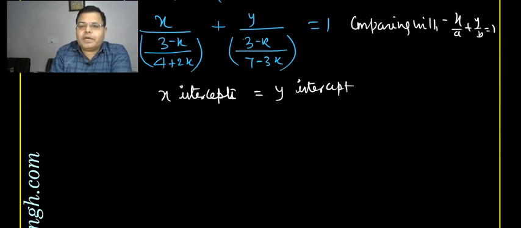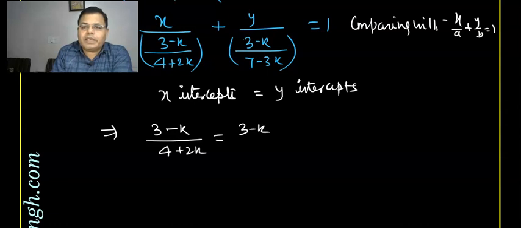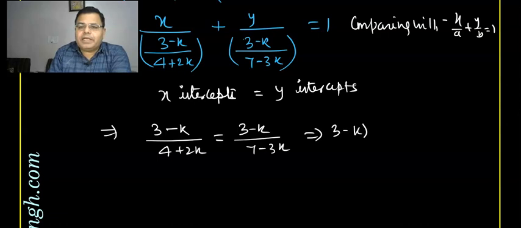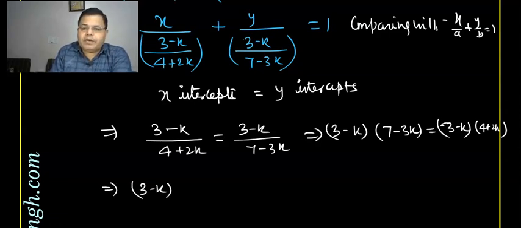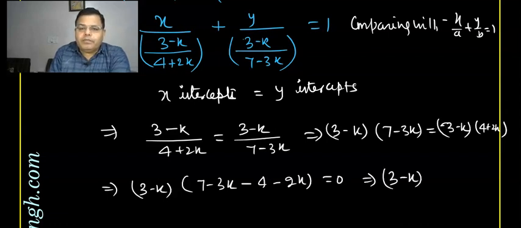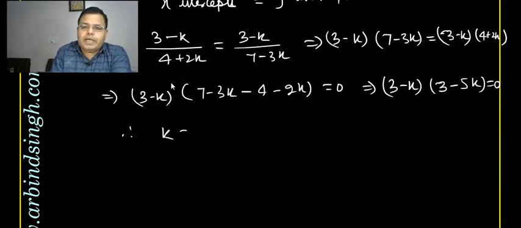So this implies (3 minus k) upon (4 plus 2k) is equal to (3 minus k) upon (7 minus 3k). That gives (3 minus k) times (7 minus 3k) is equal to (3 minus k) times (4 plus 2k). So we can write further, taking 3 minus k common, (3 minus k) into (7 minus 3k minus 4 minus 2k) is equal to 0. That is (3 minus k) into (3 minus 5k) is equal to 0, and therefore k can be either 3 or k is equal to 3 by 5.